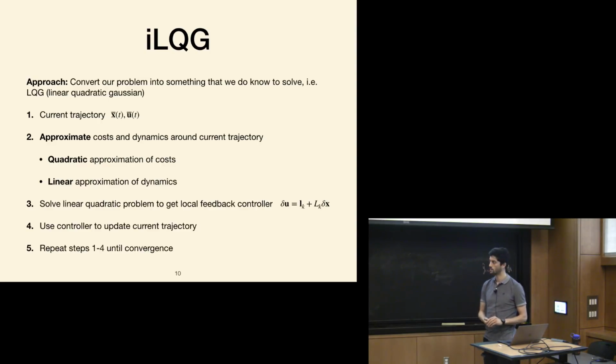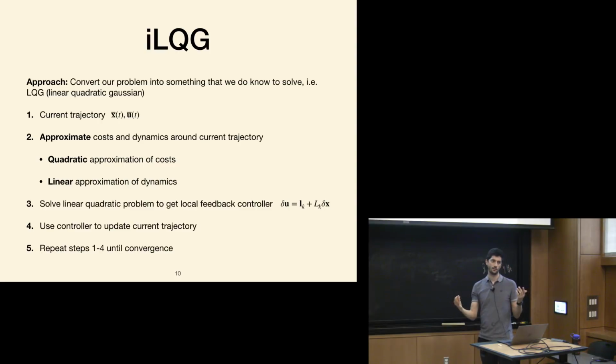Okay, so we're going to start with a current trajectory, so x bar, u bar. What we're going to do is an approximation along that trajectory. We're going to say, let's do a quadratic approximation of the cost locally and a linear approximation of the dynamics locally. So now we have an LQR problem. We can solve that, okay? And that'll give us a controller. And that controller is solving the LQR problem.